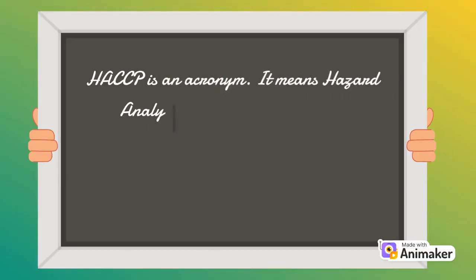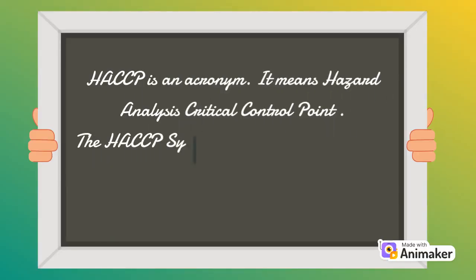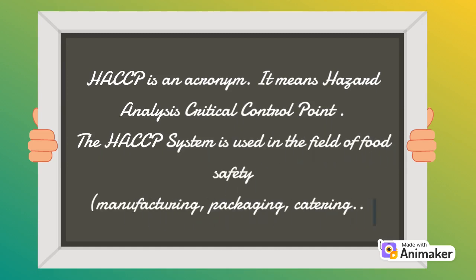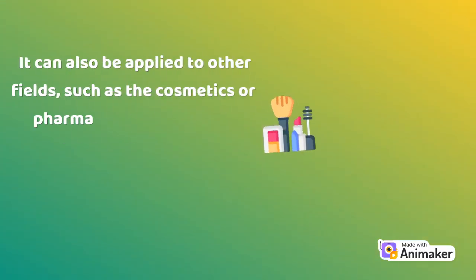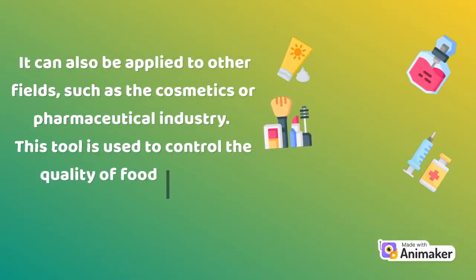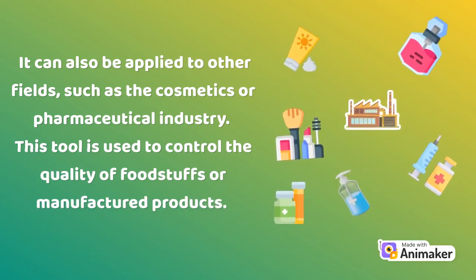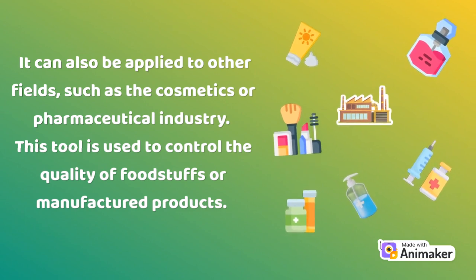HACCP is an acronym for Hazard Analysis Critical Control Point. The HACCP system is used in the field of food safety. In other words, it's used in manufacturing, packaging and also in catering. The HACCP method can also be applied to other fields, such as the cosmetics or pharmaceutical industry. This tool is used to control the quality of foodstuffs or manufactured products.